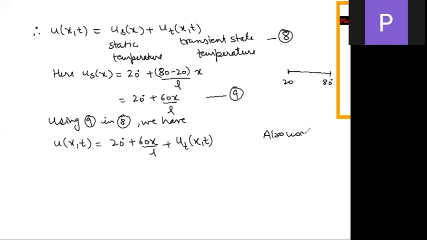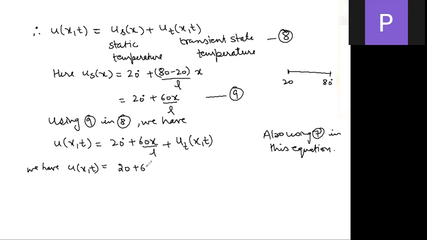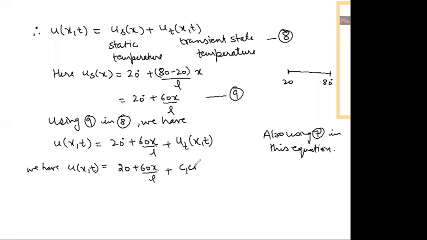Also using 7 in this equation, we have u(x,t), ये आपका complete temperature. This is your static temperature. ठीक है, this is transient state temperature. So what is this? C1 cos px plus C2 sin px into C3 e to the power minus c square p square t. ठीक है, so this is how we have to attain this equation.